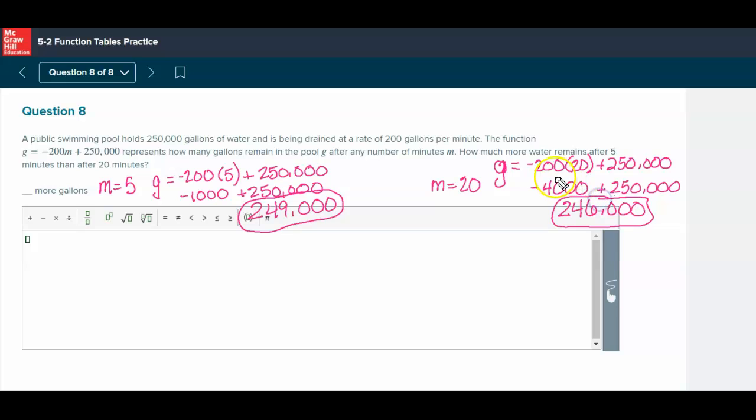All right, it wants to know how much more water remains after 5 minutes than after 20 minutes. They want to know how much bigger is this number than this number. Well, it's 3,000 bigger. So you would just type 3,000 in here, probably not with a comma, probably just 3 and 3 zeros.